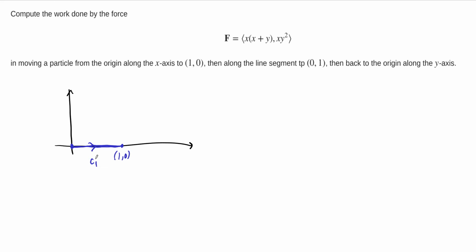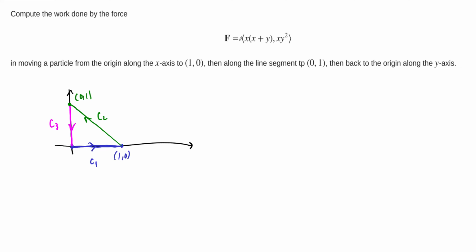So this we'll call C1. And then it takes a turn and heads up to the point (0, 1). So it goes up here. This is C2. And then after that, it goes back to the origin along the y-axis. So this is C3. And important here is that this point right here is (0, 1). So this is our path, and we want to find the work done by this force.